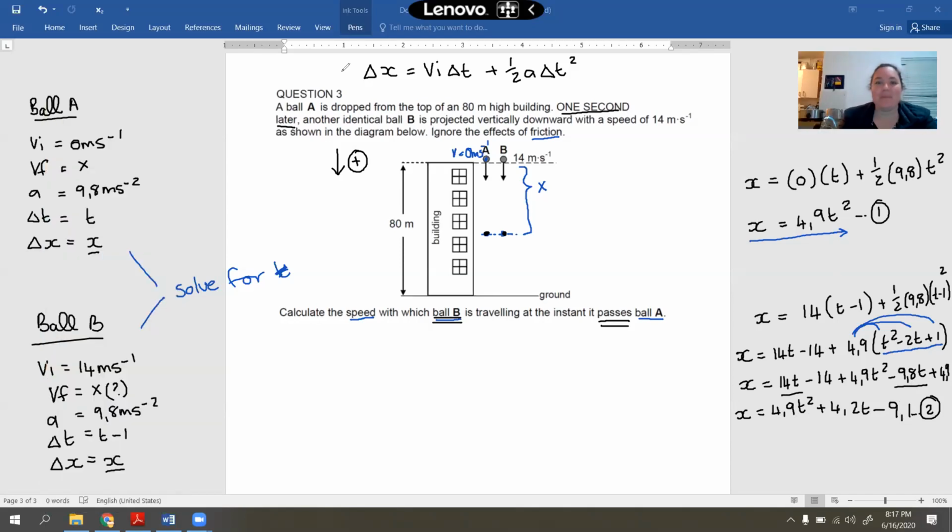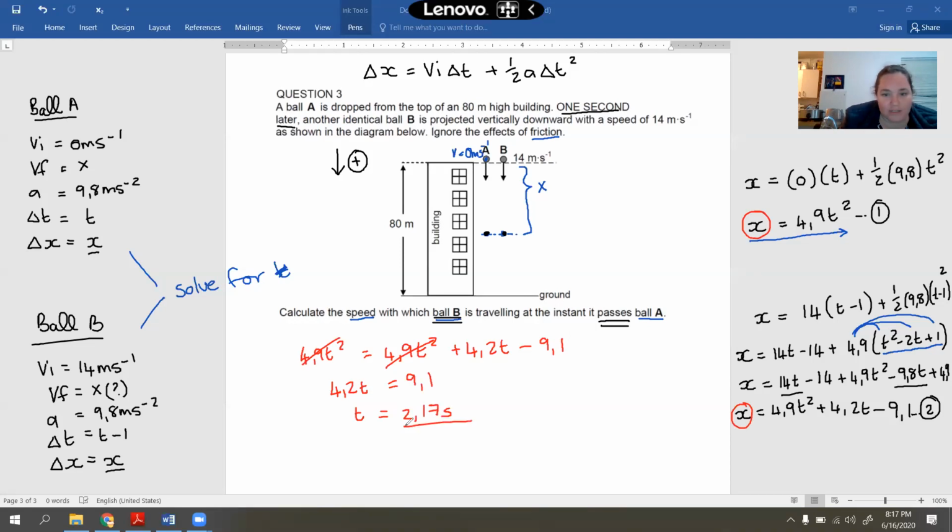I did too. Good. Now what we're going to do is we're going to equate these two together. We're going to say, listen, x equals x. So therefore, 4.9 t squared is equal to 4.9 t squared plus 4.2 t minus 9.1. Fantastic thing. Those two cancel. So therefore, I get that 4.2 t is equal to 9.1. So 9.1 divided by 4.2, and you'll notice my negatives disappeared because time has to be positive. I got that the time taken was 2.167, so I'm going to call it 2.17 seconds.